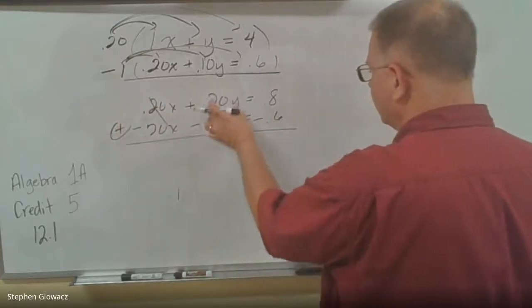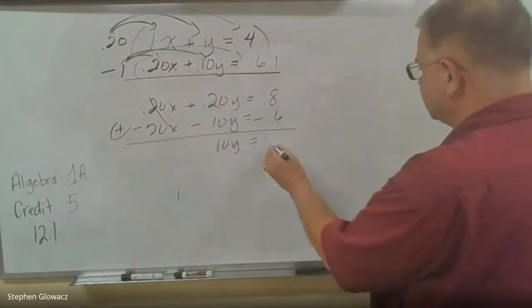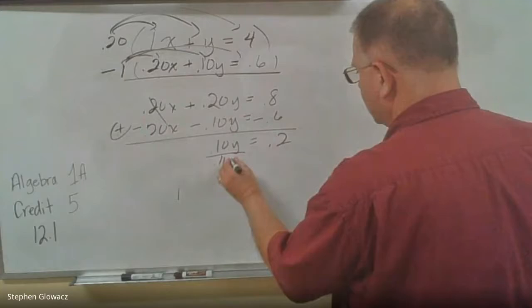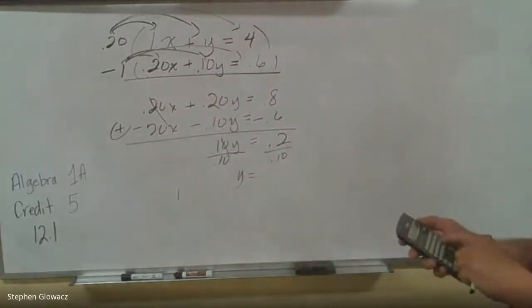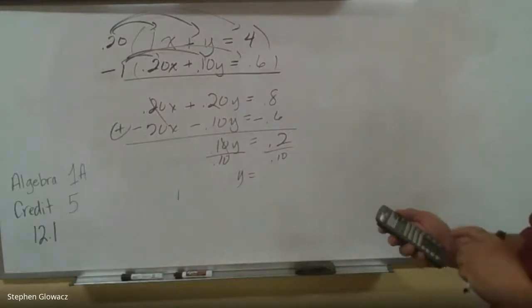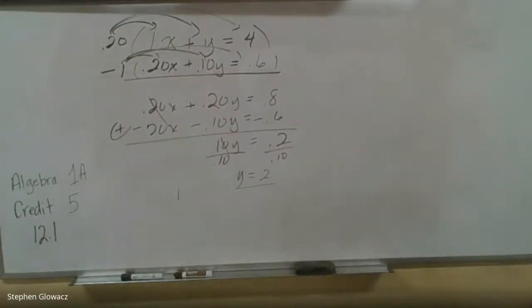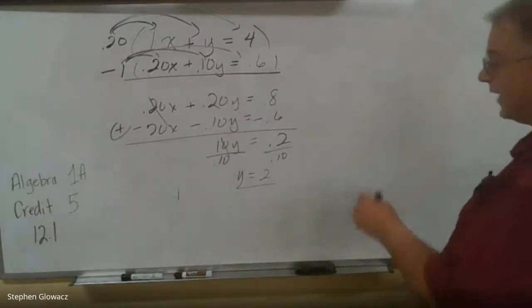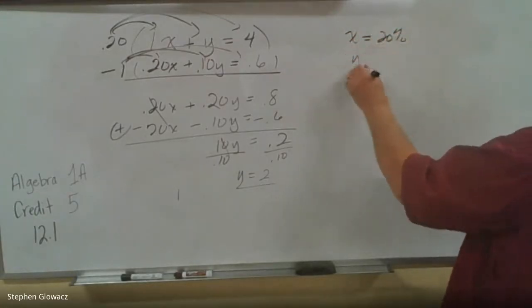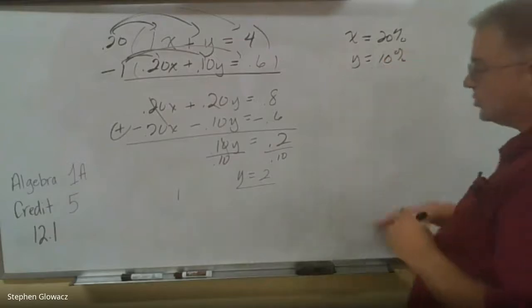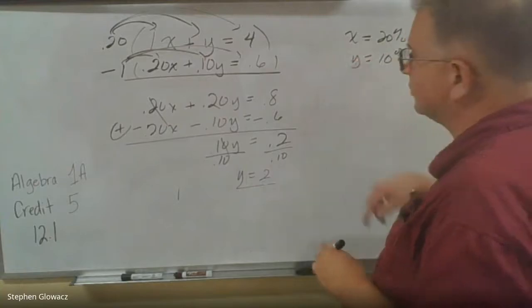Adding them up, those cancel out. 0.20 minus 0.10 is 0.10. 0.8 minus 0.6 is 0.2. Dividing both sides by 0.10, we get 2. So y is 2. So we have two liters of the 10% solution. Let's put that up here. So X is the 20%, Y is the 10%. So we know we need 2 liters of the Y, the 10% solution.